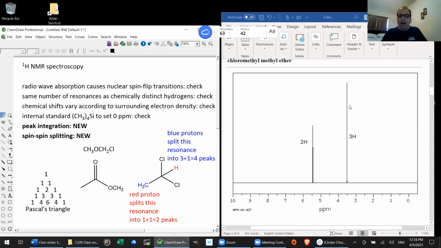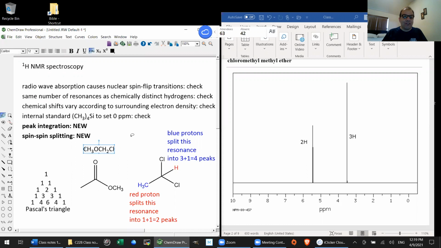So I'm going to start with some pretty simple Proton NMR spectra. The first one is of chloromethyl methyl ether, which is this compound over here. And I think looking at that, you'll agree with me, there's two types of hydrogen. There's the three in the CH3 that are the same as each other, and the two in the CH2 are the same as each other, but these two are different from one another.